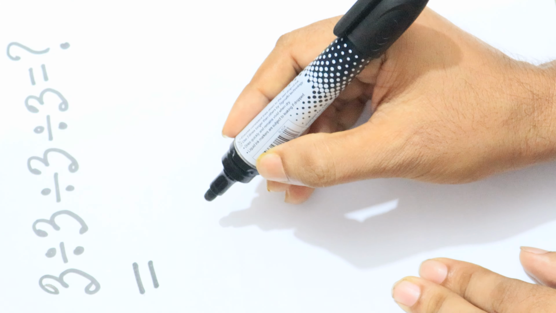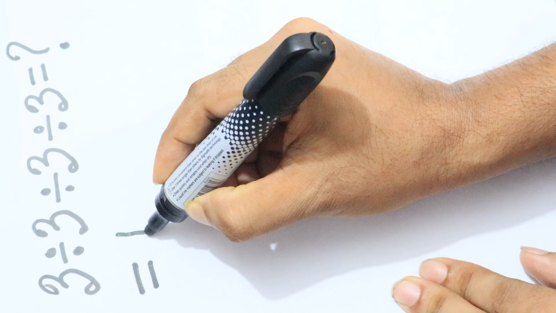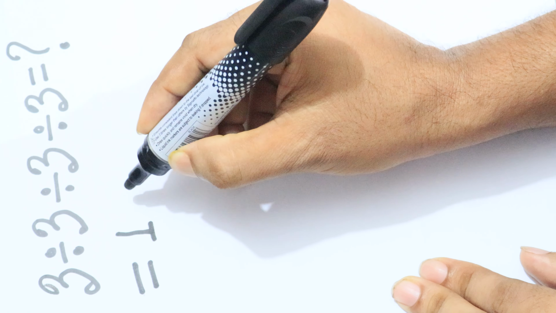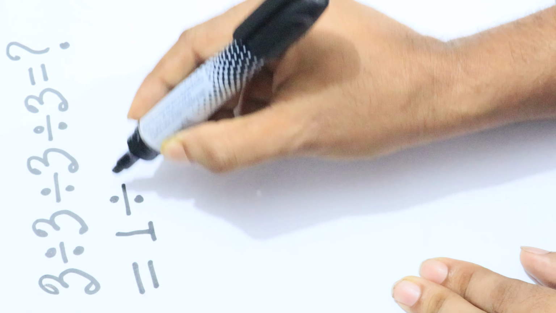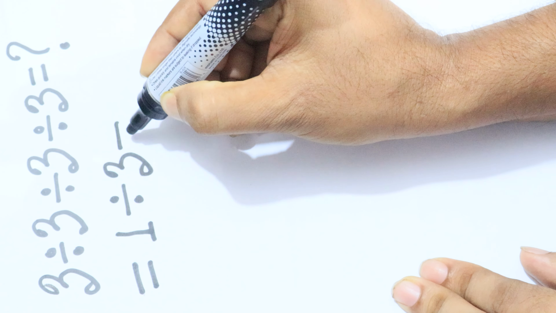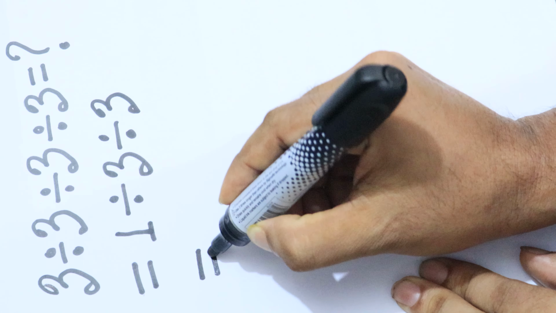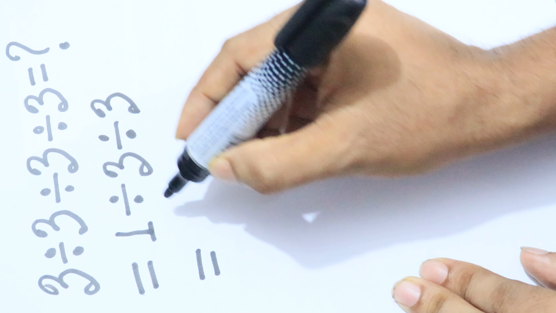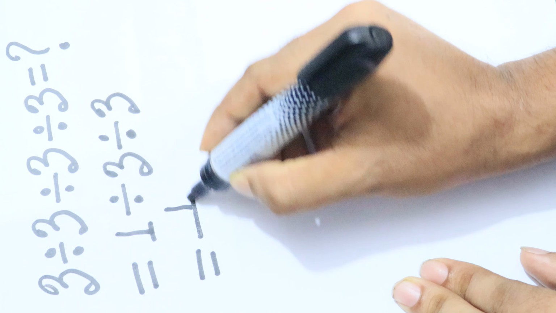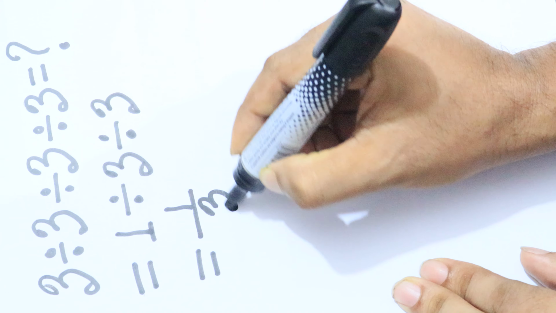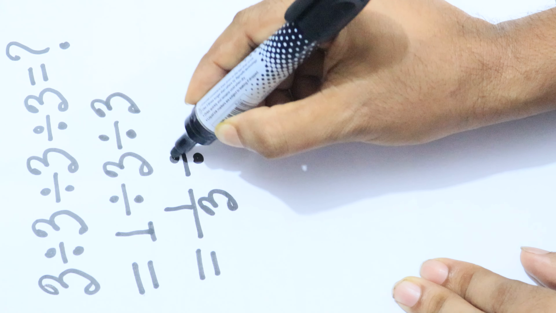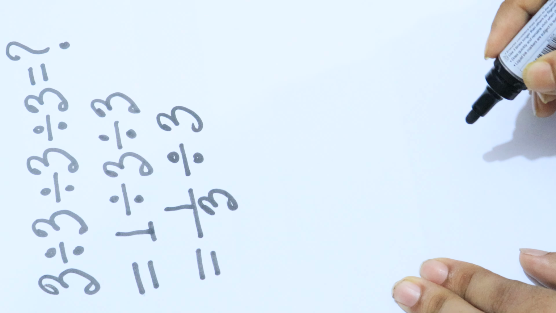3 divide 3, answer 1. Very simple, you know that. Divide 3, divide 3. We can write this term like this way, divide 3.